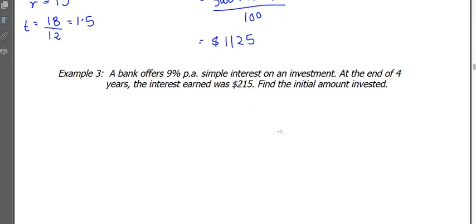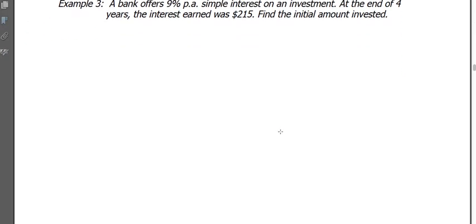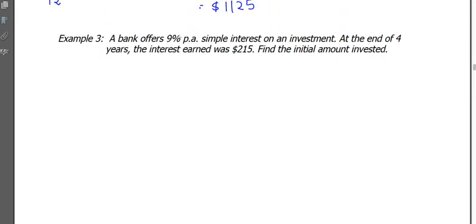Okay, this one down here is a little bit different. What we can see here is we've got a rate of 9% simple interest on an investment. We've got 4 years, so there's our time. But this time we've been given the interest. The interest is $215. It says here, find the initial amount invested. The initial amount, remember, is P, the principal. So that's what we're trying to find in this example. R is 9%. T is 4. Check your rate. Again, it's per annum, and we are in years, so this works out.